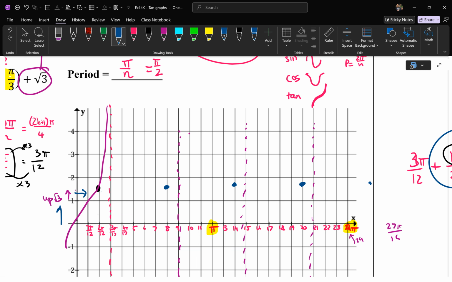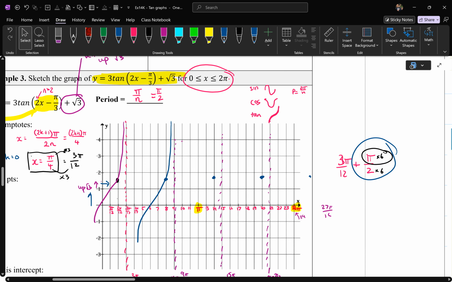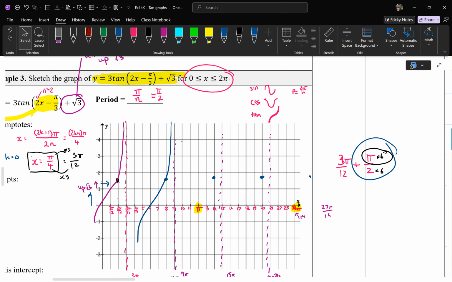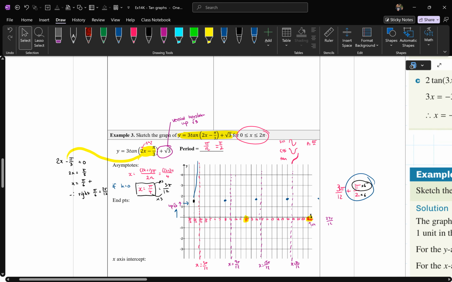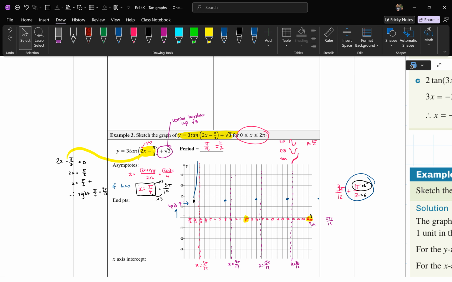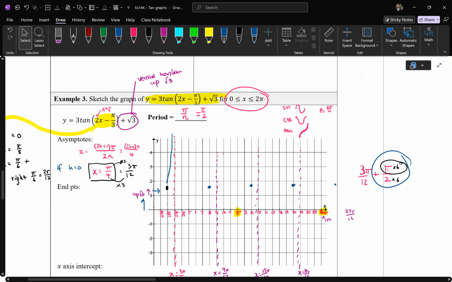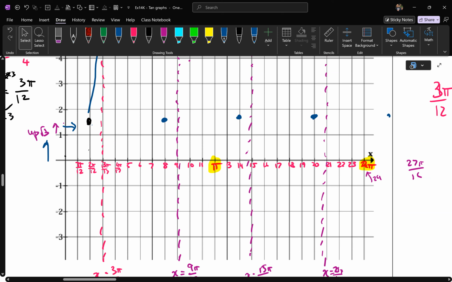So if you look at the shape of the graph now, can you see, how come it's so skewed? Something's off. Oh, because I drew it skewed. Oh no, but then even the asymptote is weird. Did we read something wrong? Pi on 3 divided by 2, pi on 6. Pi on 6 is 2 pi on 12 plus root 3. That's right. Why does it look so funky?